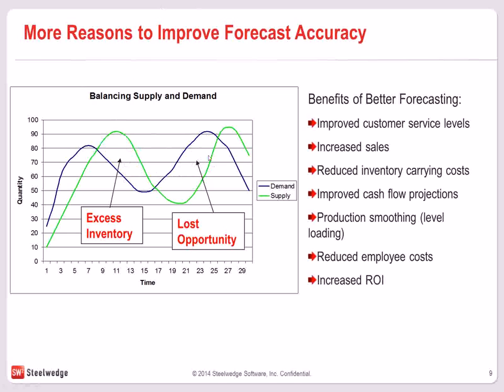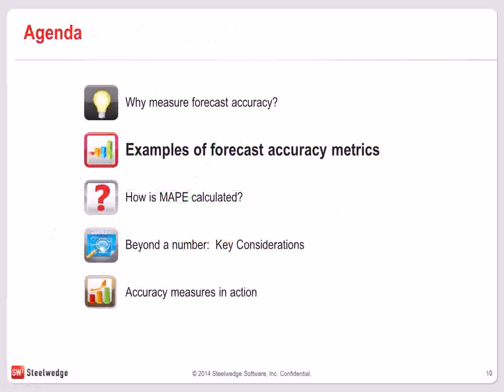So ideally, by measuring forecast accuracy, we're going to be able to get a smaller deviation between these two curves. And that's going to help us to improve customer service levels because we're able to get stuff out on time and have available to sell what those customers need, and they don't go somewhere else. So we increase our sales, reduce the amount of inventory that we have to carry. We improve our cash flow projections. We become much more predictable. Production smoothing, meaning we're able to level load the operations and reduce operating costs and employee costs, and ultimately we're increasing our return on investment. So there's a lot to be gained by measuring forecast accuracy and using that to improve our forecasts.